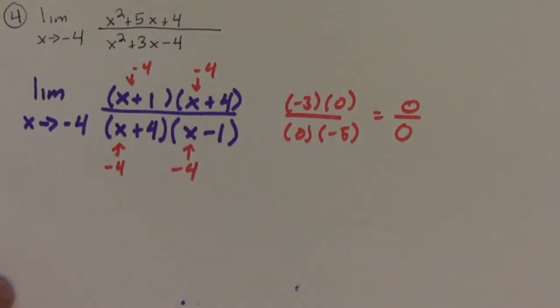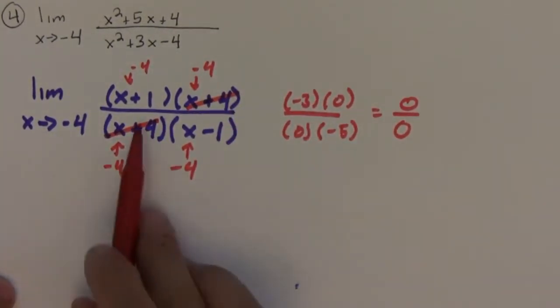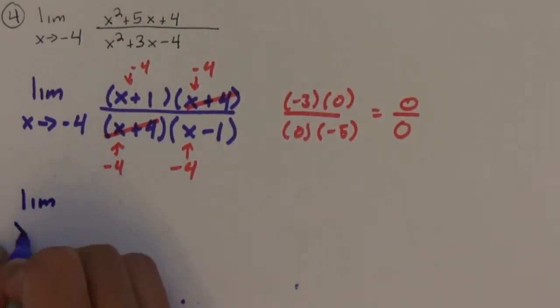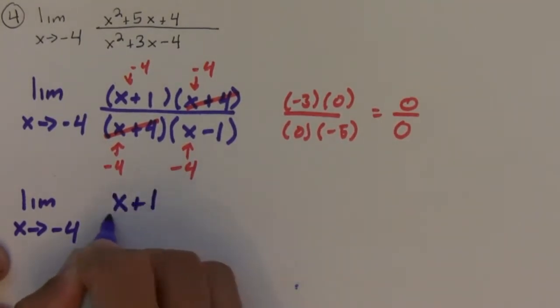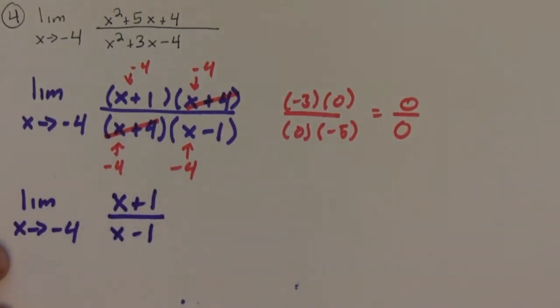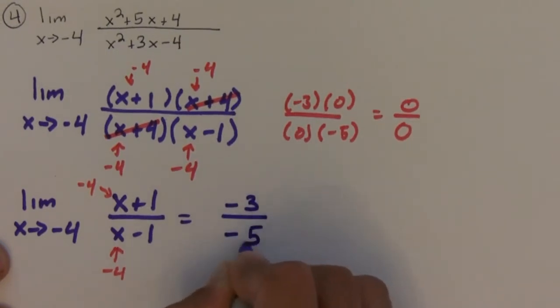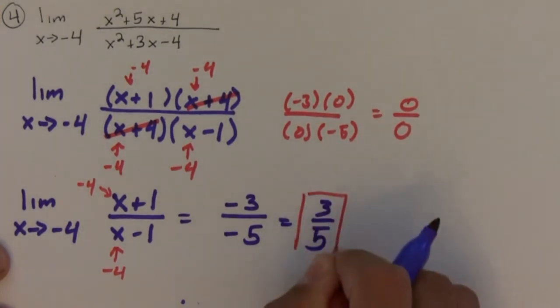Now notice here that if we cancel out the x plus 4's, we get a function that's now continuous at negative 4. And so this allows us to substitute the value. So let me rewrite it. What's left over? Now if I plug in negative 4, I would get negative 3 over negative 5, which is 3 over 5. And that's it.